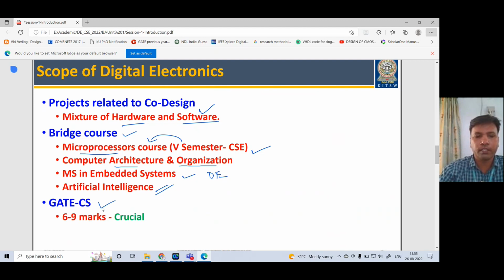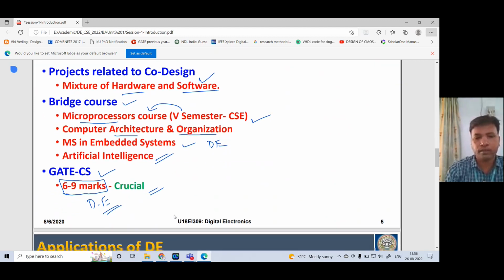Specifically, when you are writing the GATE exam for CS specialization, you will get 6 to 9 marks from digital electronics. This is also crucial for CSE to get a good percentage, because you can easily attempt your core subjects, but if you attempt DE questions and score good marks in DE, you can definitely get a good percentage in the GATE exam too. So this is the scope of digital electronics.